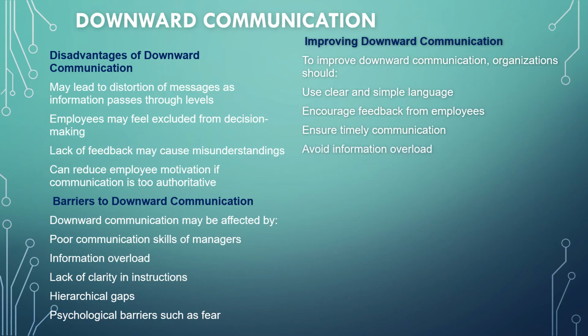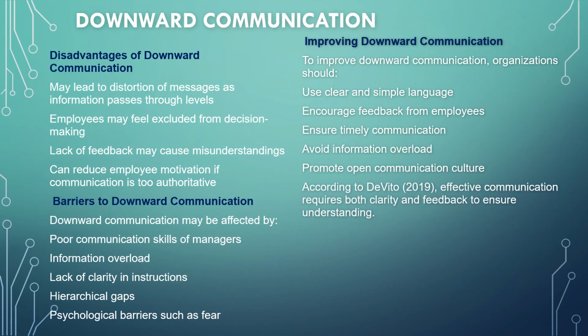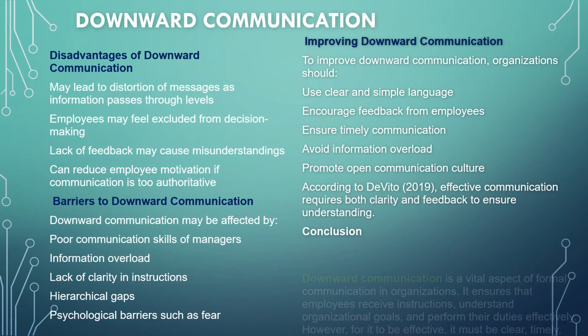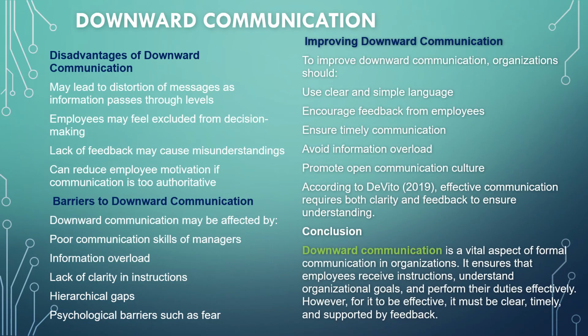Then another way you can improve downward communication is to avoid information overload. From the top level, avoid information overload. What else? Promote an open communication culture. That's very much important. According to DeVito 2019, effective communication requires both clarity and feedback to ensure that everyone understands.